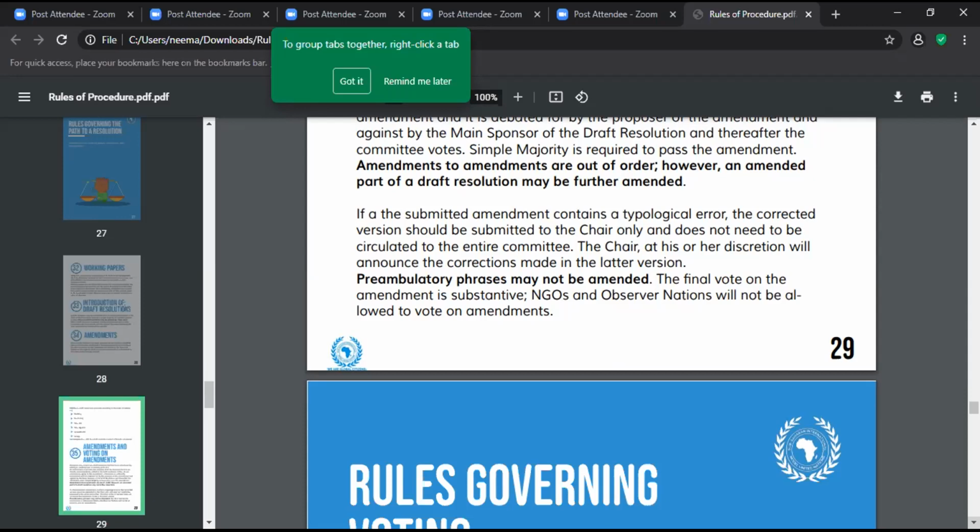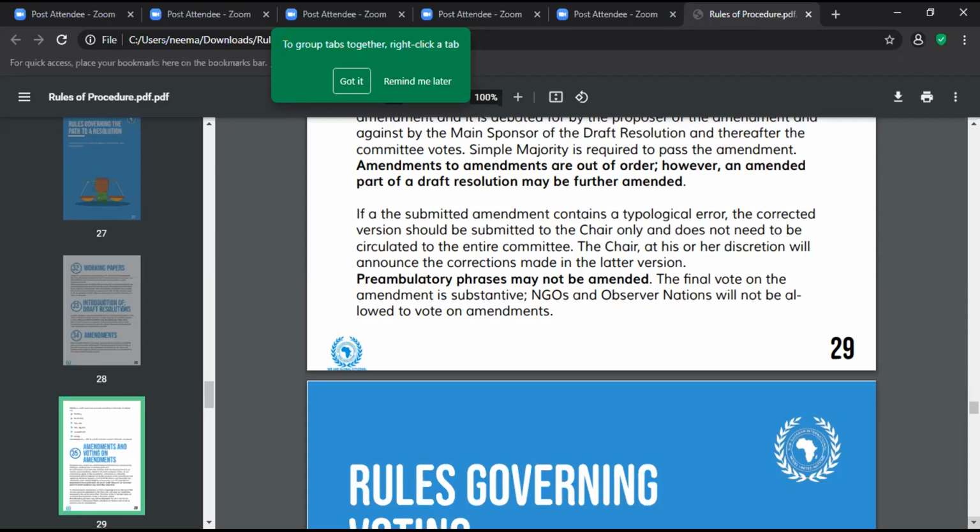They're always in a present participle form, and they're usually written in italics and with a comma. An example is acting, affirming, or approving. So the preambulatory phrases may not be amended. The final vote on the amendment is substantive.